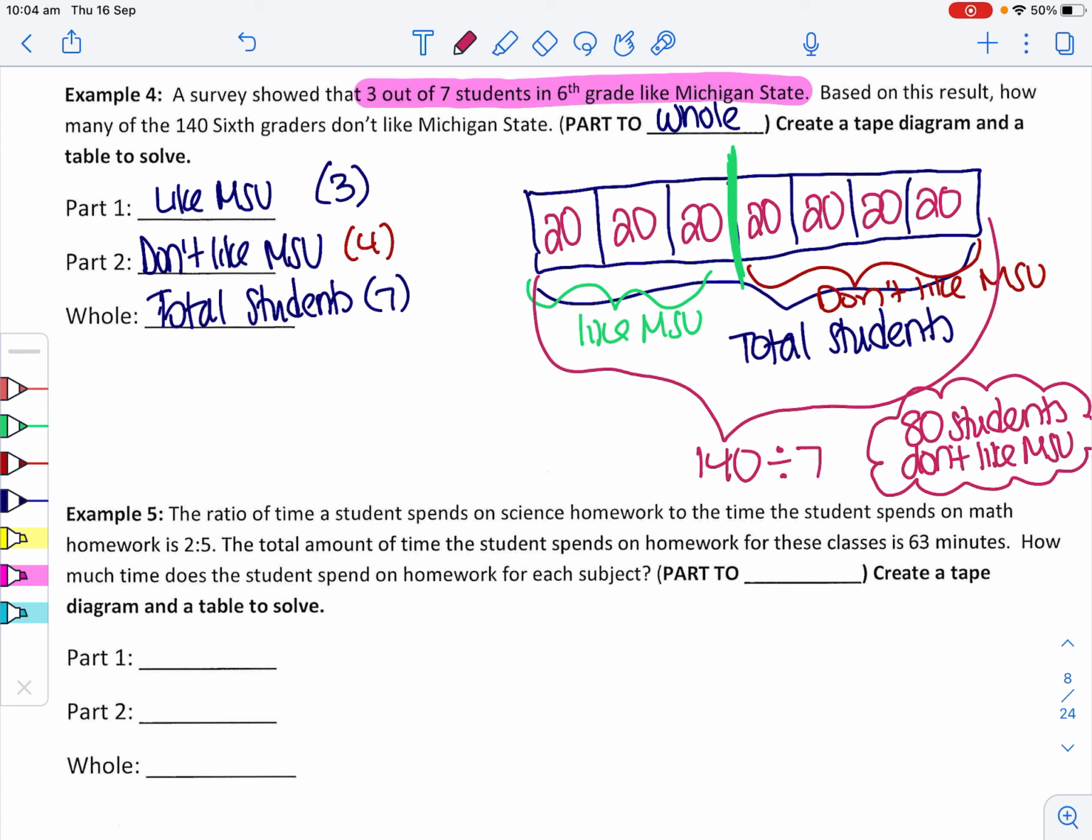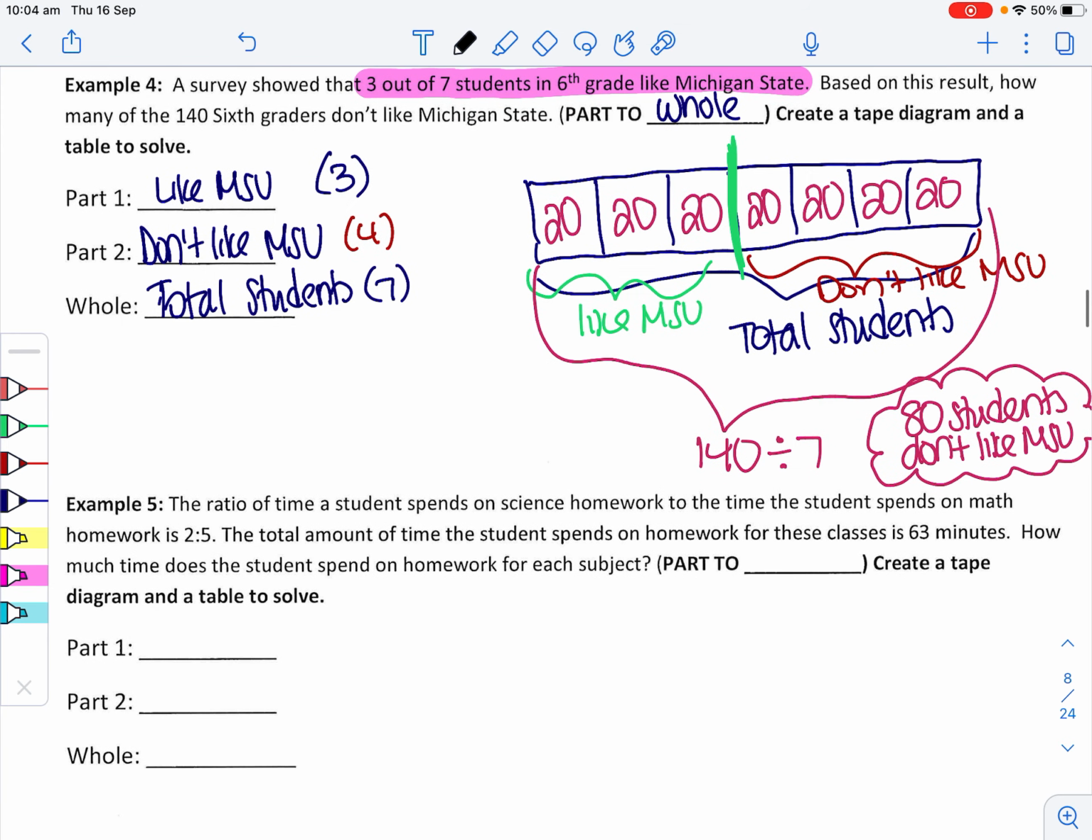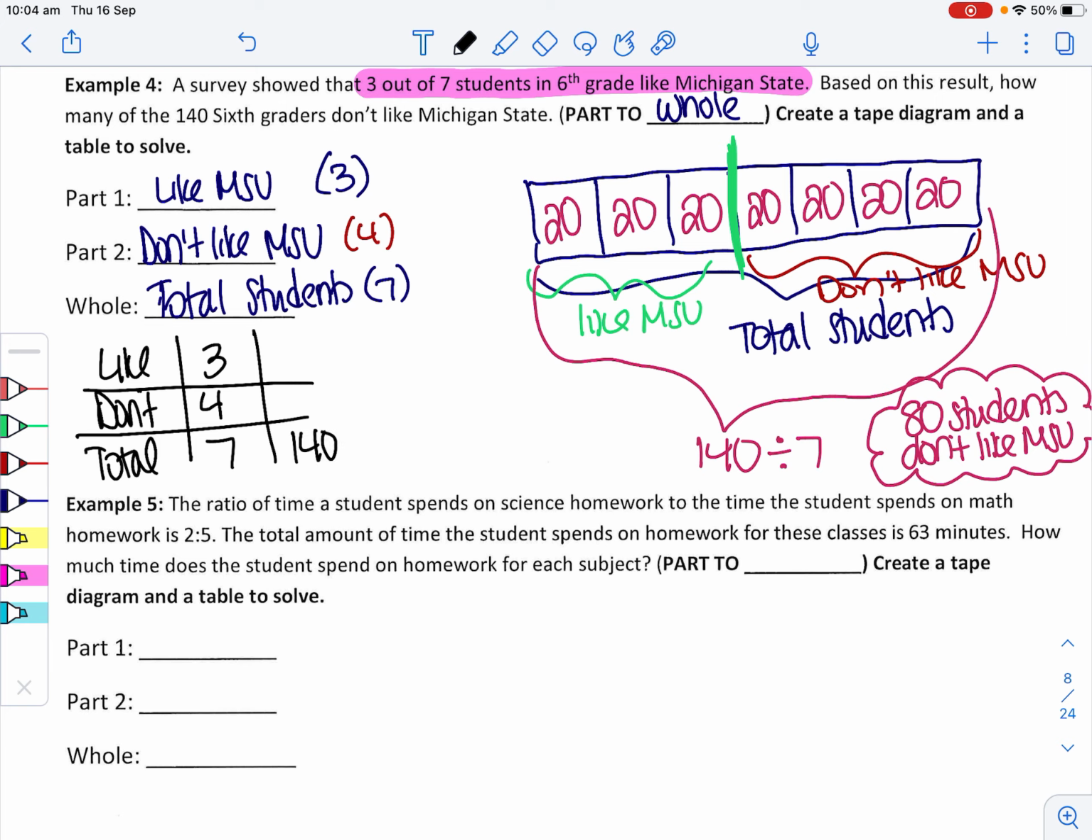And now I'm going to do the same thing with the table. So I'm going to have that they like it, that they don't like it, the total. So I know that 3 like it, 4 don't like it, and 7 total students. And then I've got my 140 going in the total column of my table. And then it's the same thing I did in the last question. How do I get from 7 to 140 to make my ratio work?